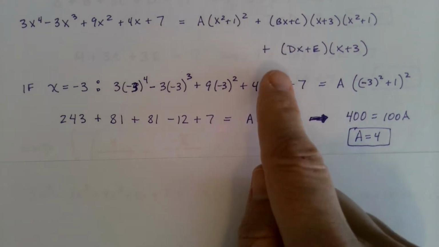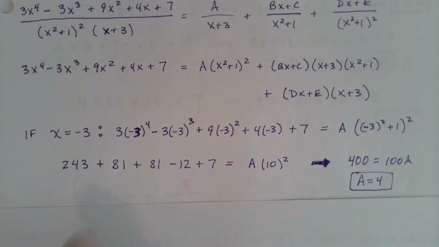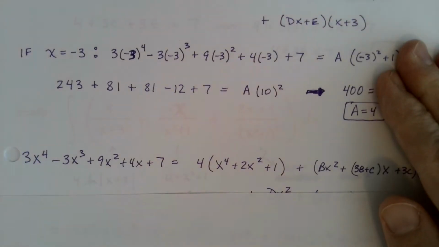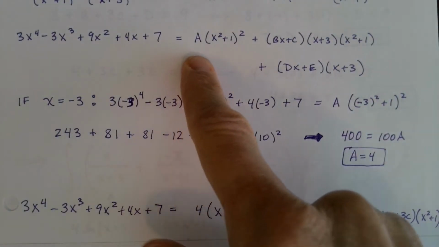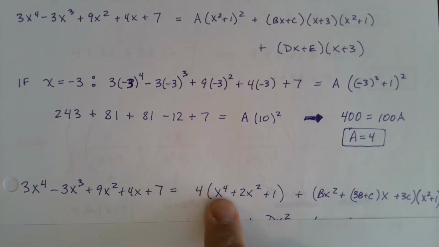I still have b, c, d, and e. I don't have any other linear factors to do that shortcut with, so I'm going to have to proceed with the method of undetermined coefficients. Okay. So if I go ahead and let a now be 4, I'm going to square x squared plus 1, which gives me x to the 4th plus 2x squared plus 1. Make sure you know how to do that.